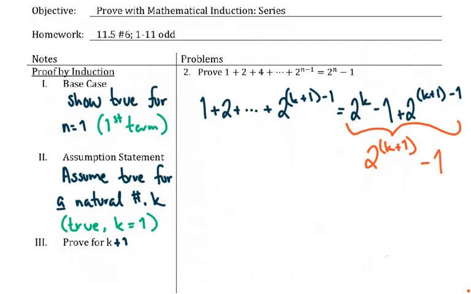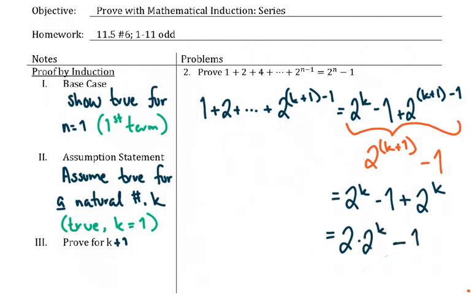So, time for some algebra. Here I'm going to simplify this exponent, and I've got 2 to the k minus 1 plus 2 to the k plus 1 minus 1. Plus 1 minus 1 cancels out, and it's just 2 to the k. Now you'll notice you have two like terms here, 2 to the k plus 2 to the k. So I would rewrite that as 2 times 2 to the k, right? We've got two of those terms minus 1.